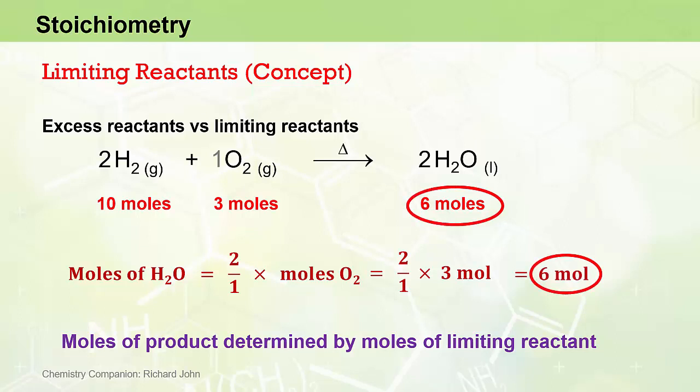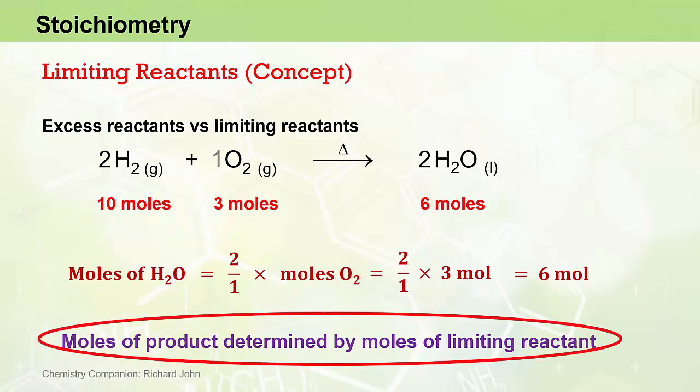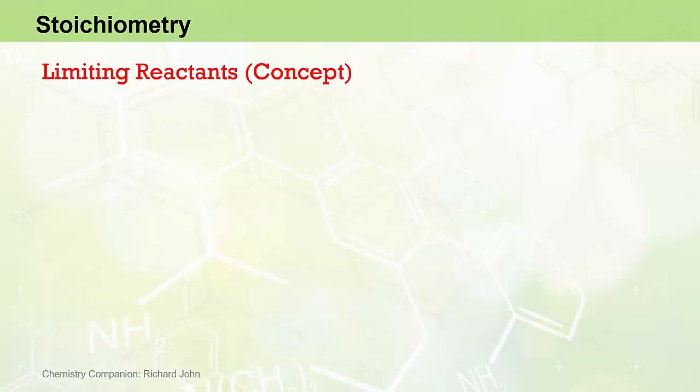And what you will note here in this mathematical expression is that we've completely ignored the 10 moles of hydrogen, since that is the substance that is present in excess, whereas the moles of product is only determined by the starting moles of the limiting reactant. In subsequent videos, we will demonstrate how to apply the limiting reactant concept to real examples and scenarios.